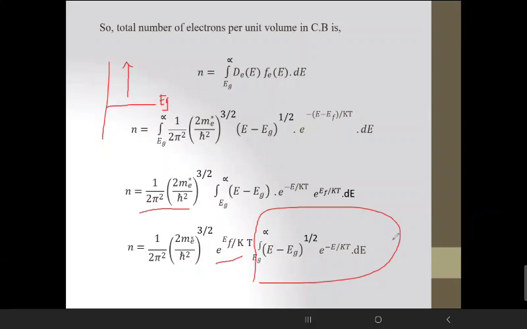So here, it's very hard, no? It's very hard to integrate because here you have E, and here also you have E. So it's like a UV integration. So at this condition, you need to change this dE in terms of some other parameter. Then only you can easily do the integration.